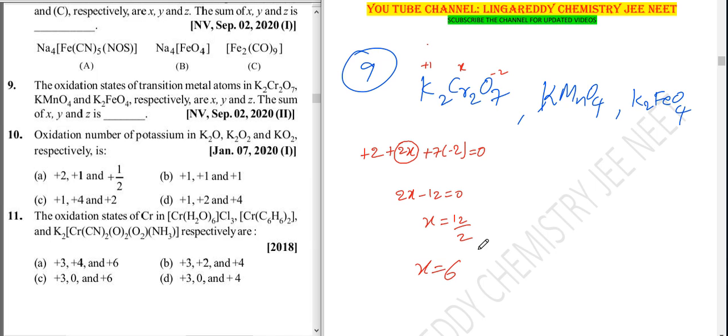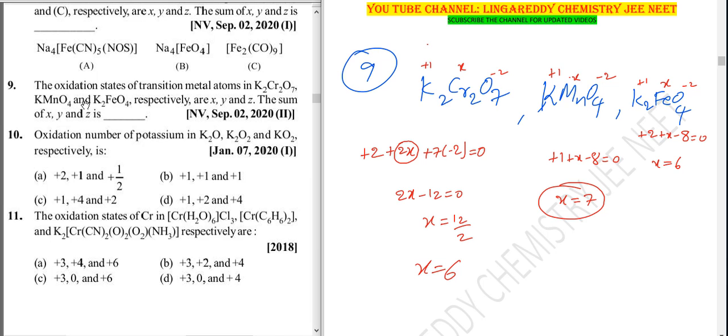x equal to 6. Here in KMnO4, +1, minus 2, the manganese is again unknown x. +1 plus x minus 8 equal to 0, then x minus 7 equal to 0, then x equal to 7. Then here we don't know that x, potassium is +1, oxygen is -2. Total potassiums plus 2 iron x, oxygen total minus 8, equal to 0, x equal to 6.